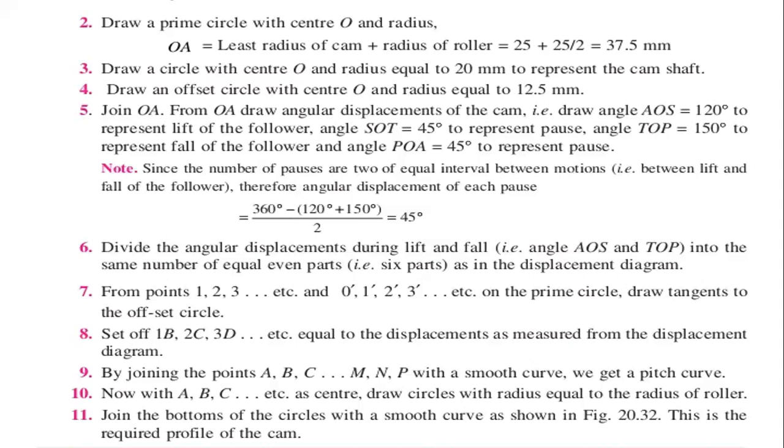Then from those points, set off the equal divisions as measured from the displacement diagram. Join the points A, B, C to P with a smooth curve. We get a pitch curve there. Then with A, B, C, etc. as centers, draw circles with radius equal to the radius of the follower for each point of the outstroke and the return stroke.